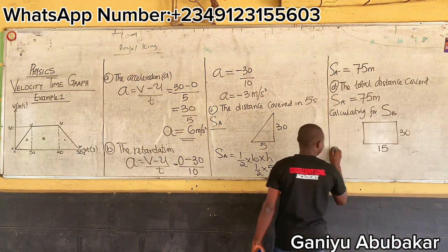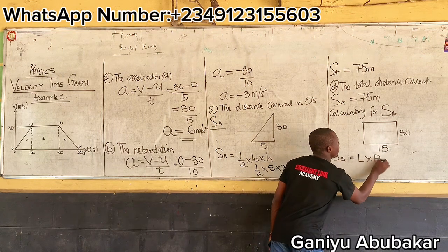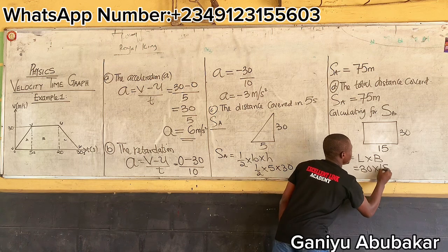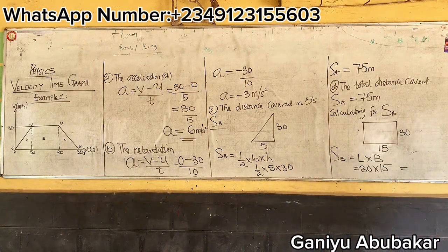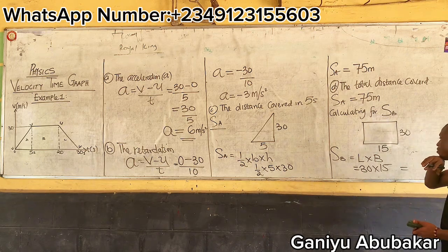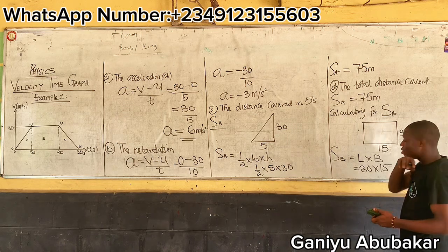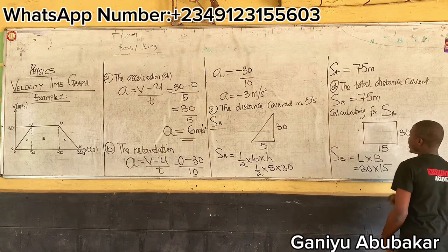So my SB becomes length times breadth. What's my length there? 30 times 15. What's the answer there? On the calculator, 30 times 15 is 450, in meters.